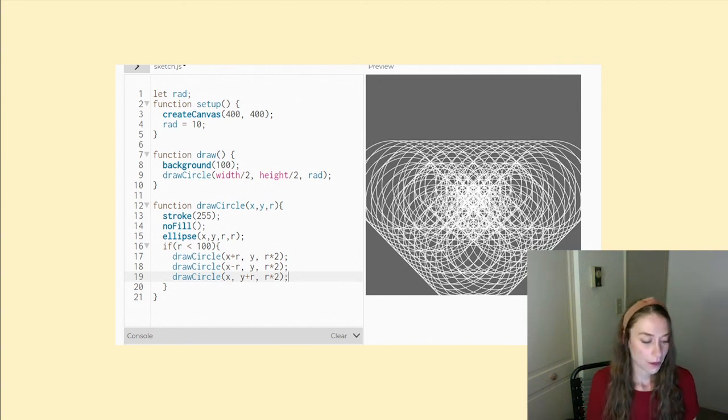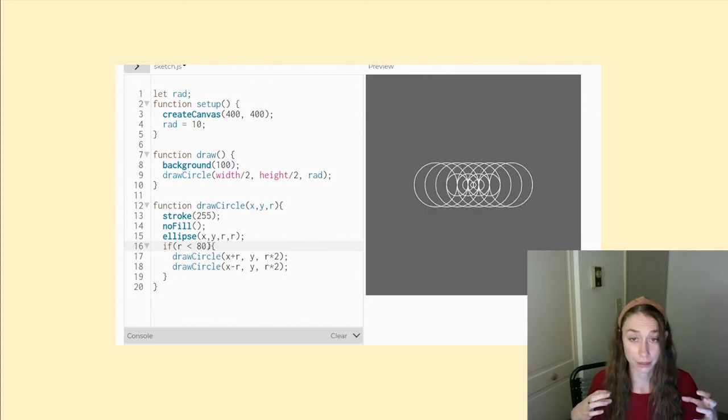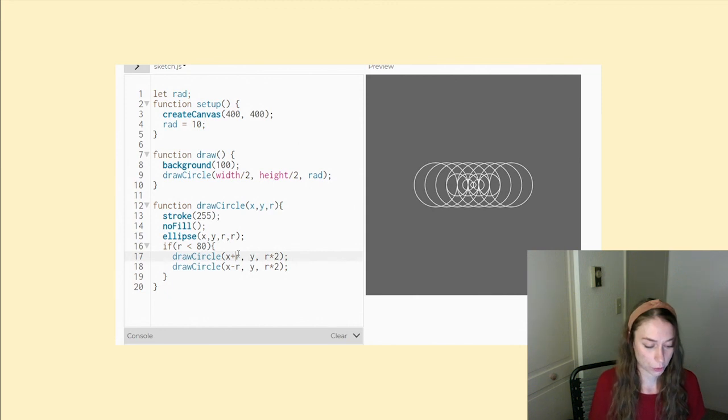However, I think this is getting a little busy. So we're going to keep it simple, and we're going to move only in the x direction. And in the interest of keeping it even more simple, I'm going to max out our circles at a little bit smaller size and maybe spread them out a bit more. So we'll do like 2 times r instead.